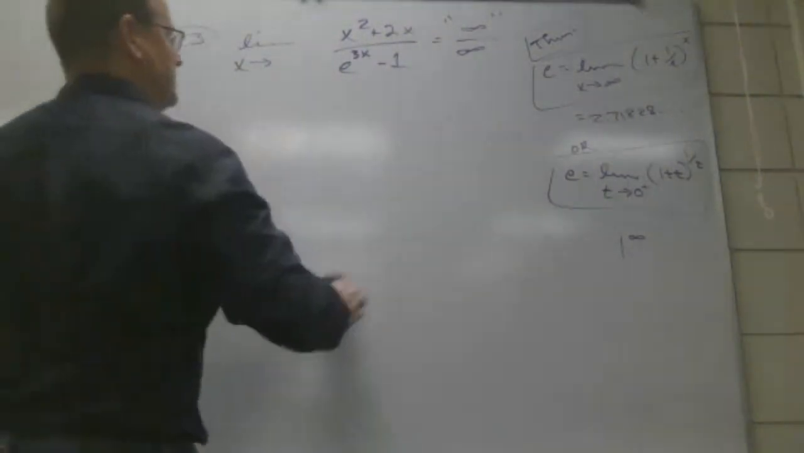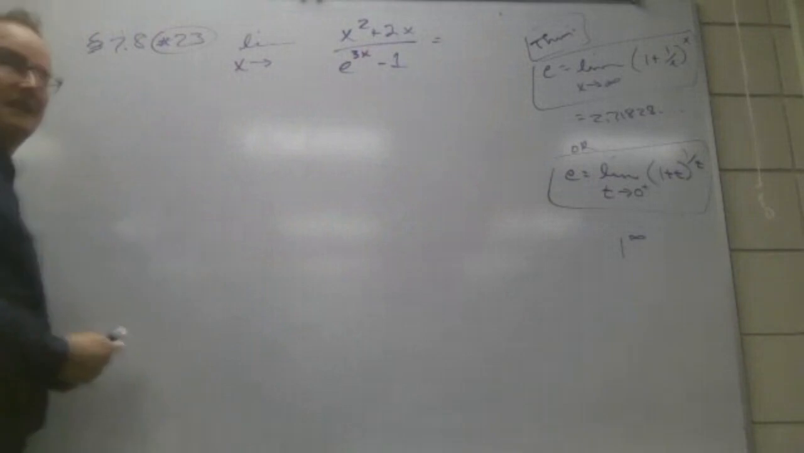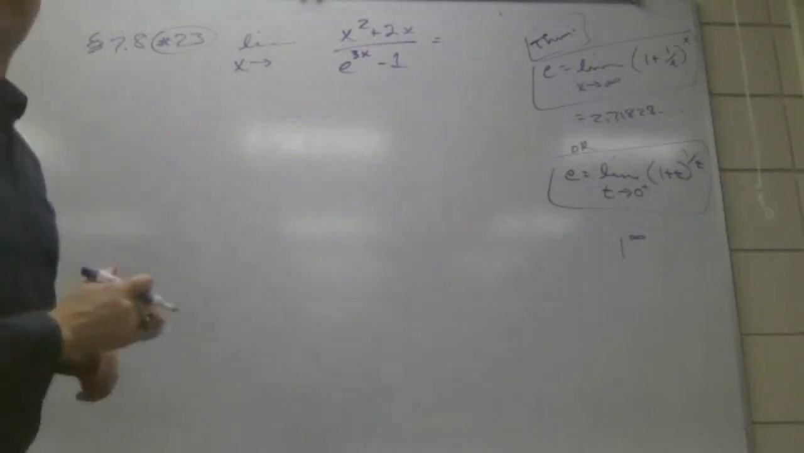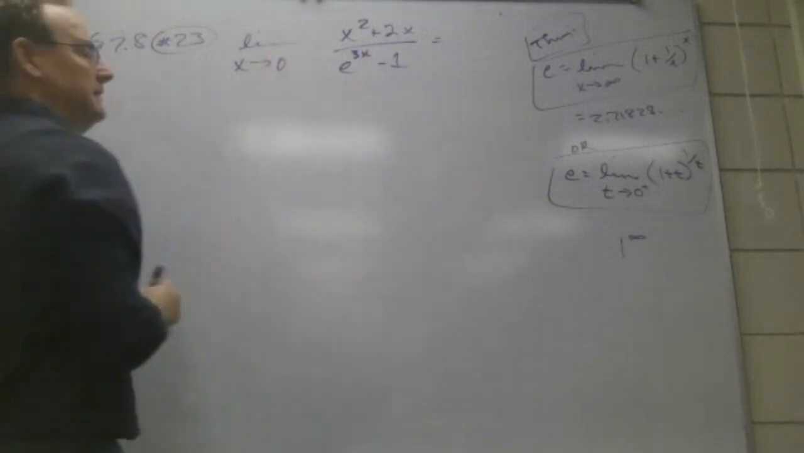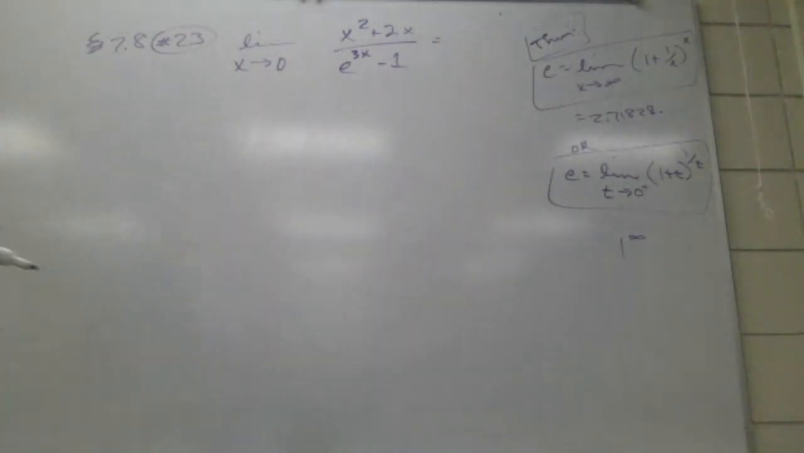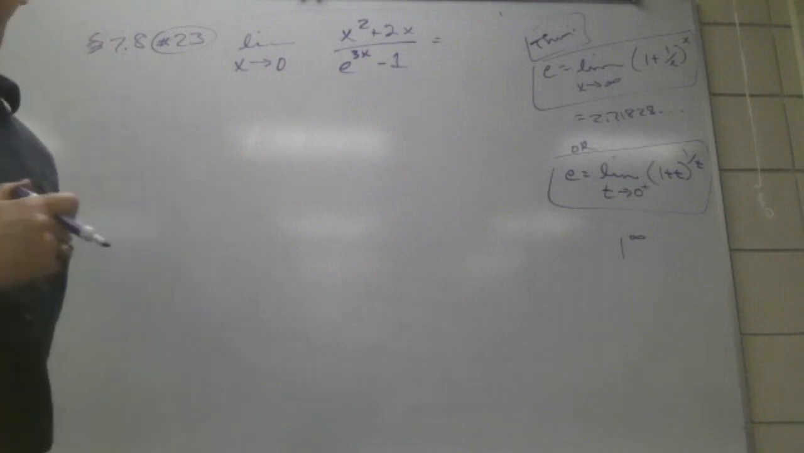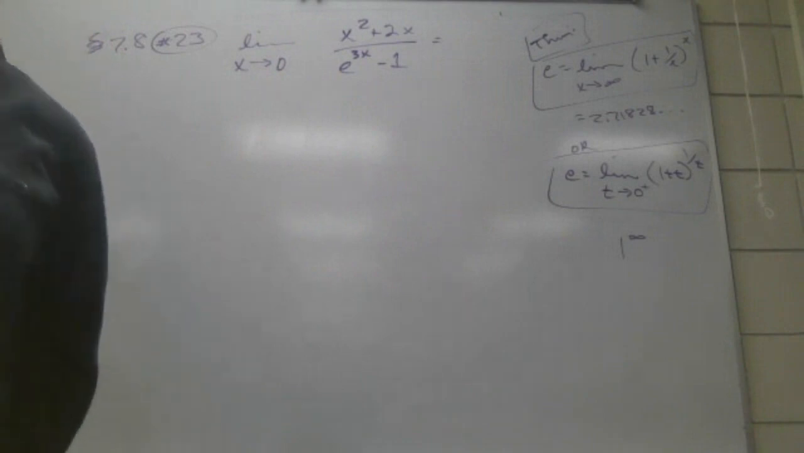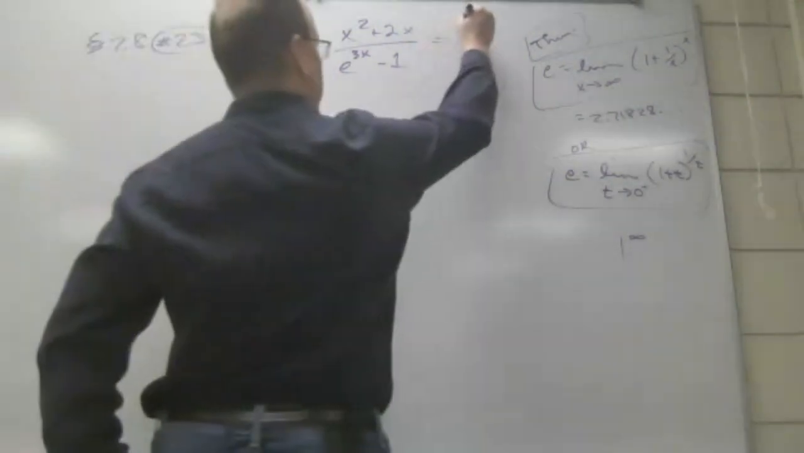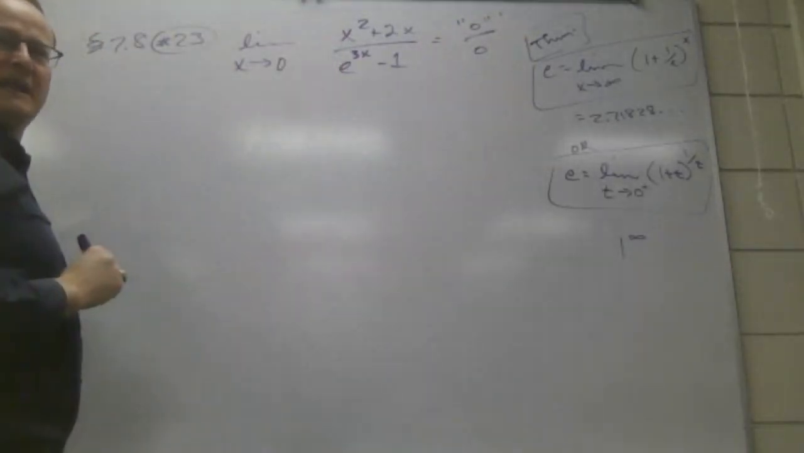So I'm going to change my problem. Number 23, 7.8. It has 0. So let's change the problem. Let's let x go to 0 from both sides. What do I get here now? This is a great problem. Anyway, 0 over 0. Could I use L'Hopital's again?